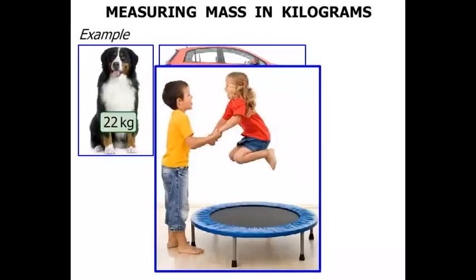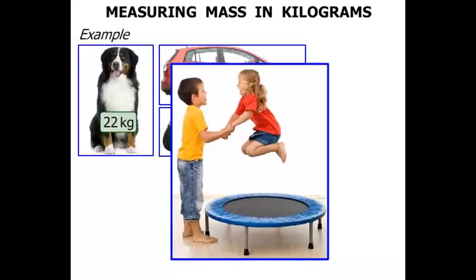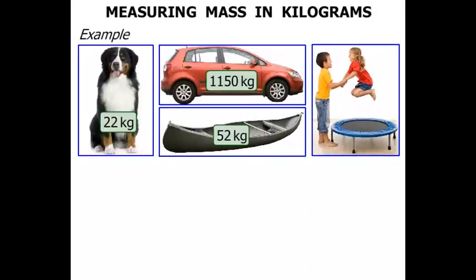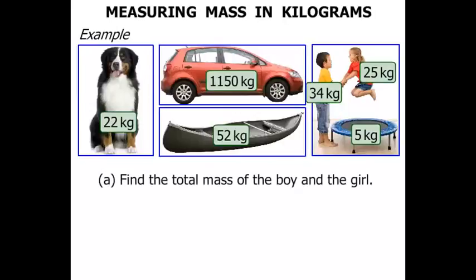And there's a young boy here bouncing on the trampoline with his sister. Let's have a look at each one. The girl has a mass of 25 kilograms. The boy has a mass of 34 kilograms, and the trampoline they're bouncing on only has a mass of 5 kilograms. Right, we're asked to find the total mass of the boy and the girl.